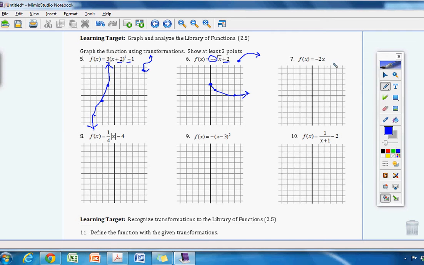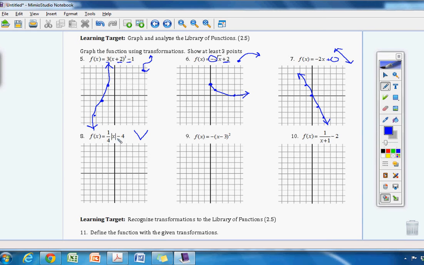Okay, this is strictly just a line, but it's got a negative slope, so it should be down. So I'm starting at 0, and then I'm going to go down 2 over 1. Down 2 over 1. So there's my lovely, oh wow. There's my line.